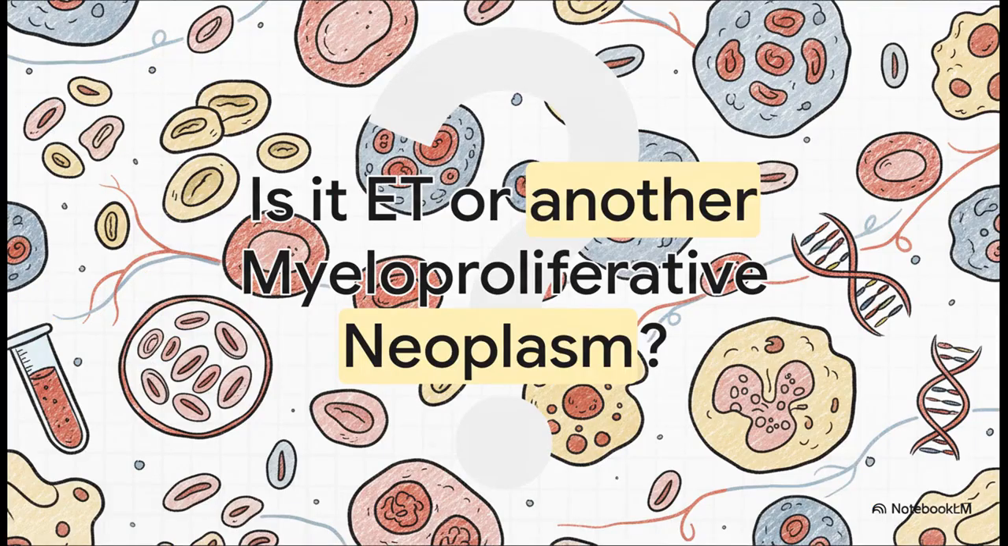So the million-dollar question is this: is this isolated, crazy high platelet count from ET, or is it just one feature of another MPN, like CML, polycythemia vera, or even primary myelofibrosis? Let's go through them one by one and figure out how to tell them apart.